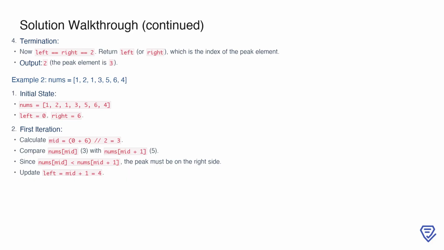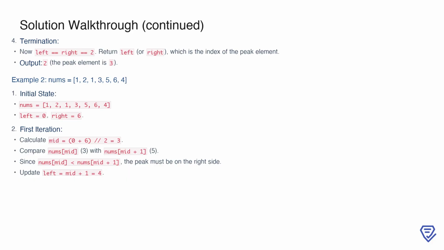Now, let's examine another example with the array nums equals [1, 2, 1, 3, 5, 6, 4]. Initially, the left pointer is at 0, and the right pointer is at 6, the last index of the array. In the first iteration, we calculate mid equals (0 + 6) / 2, which gives us a mid value of 3. At index 3, the value is 3, and we compare it with the value at index 4, which is 5.